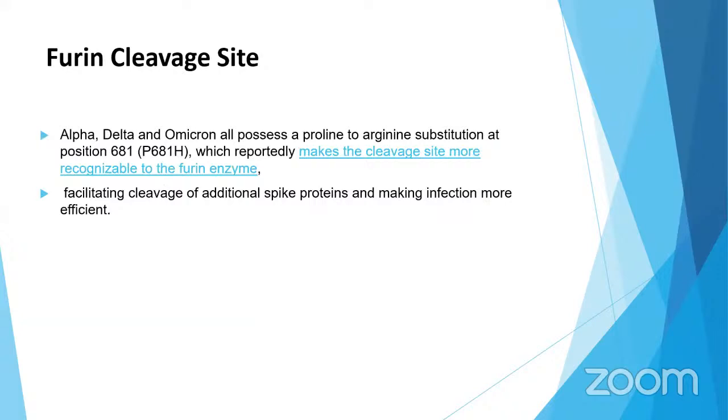Along with the alpha, beta and Omicron viruses, the 681 position mutation leads to an enhanced cleavage site. There is increased transmission of the virus because of this cleavage site. There is cleavage of the S1 protein, which facilitates the transmission of the virus to the host cell.